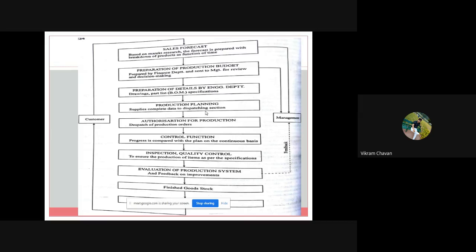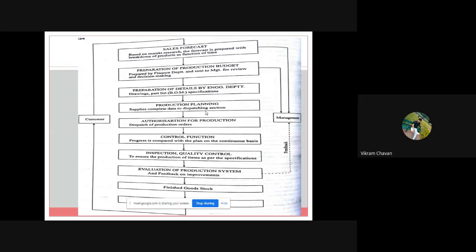Okay, so the production planning section supplies the complete data, complete dates of production, then methods of production. It will provide the process sheets, then machine loading, and one can say the production schedule to the dispatching section. Dispatching section means providing all the orders to the respective persons, or we can say to the respective employees, to respective stations.